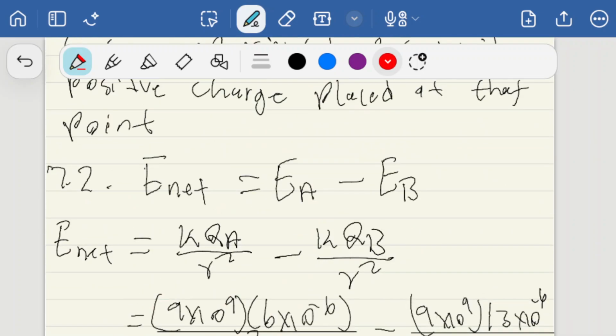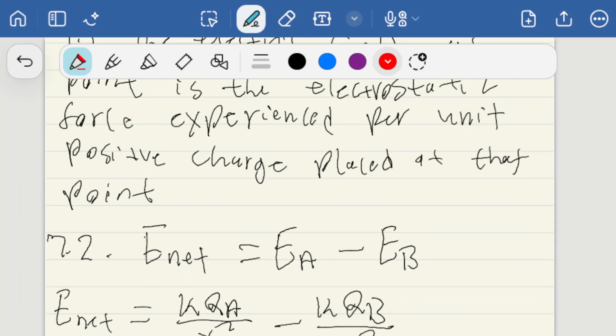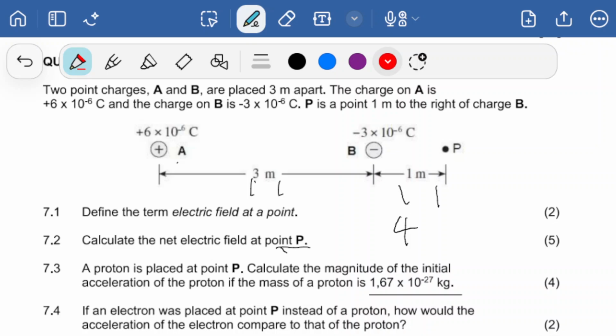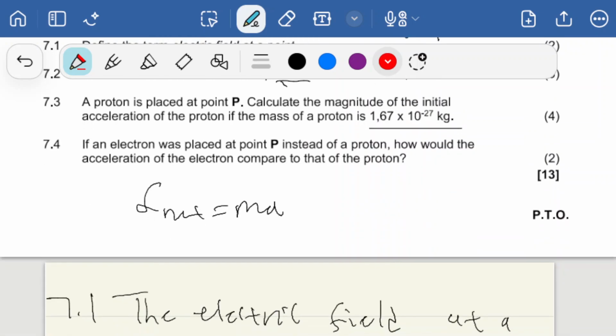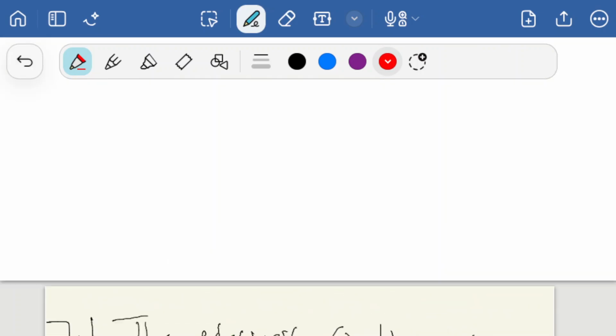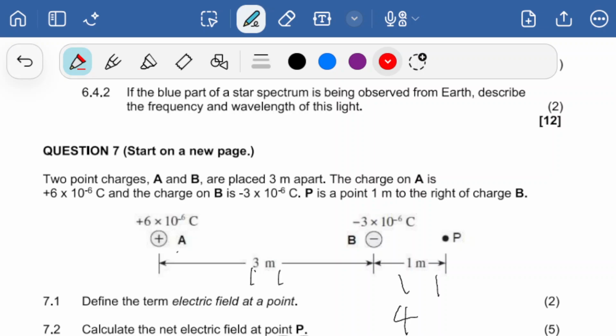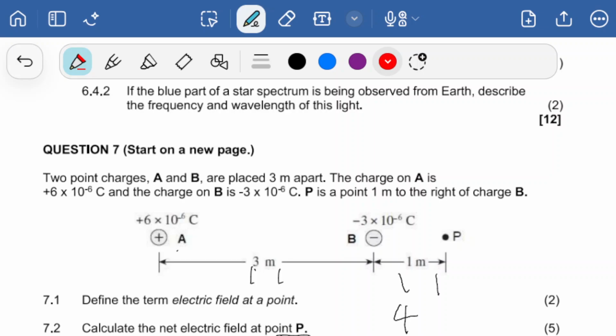Okay, that was question 7.3. Now 7.4. If an electron was placed at point P instead of a proton, how would the acceleration of the electron compare to that of the proton? To answer this, we need to understand the relationship between acceleration and mass. So we are replacing a proton with an electron, which has a smaller mass, right?